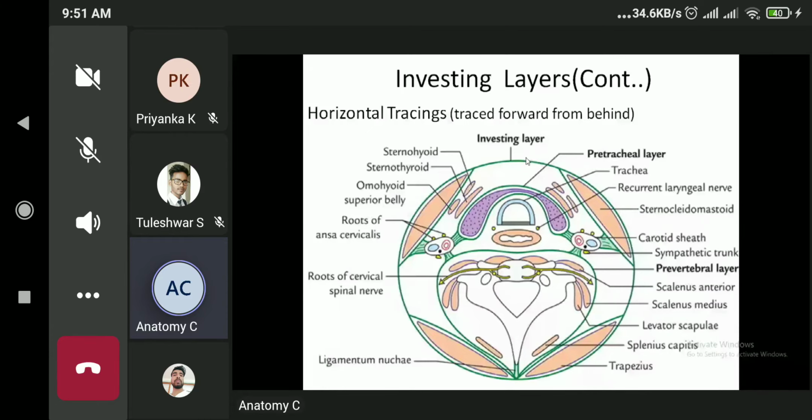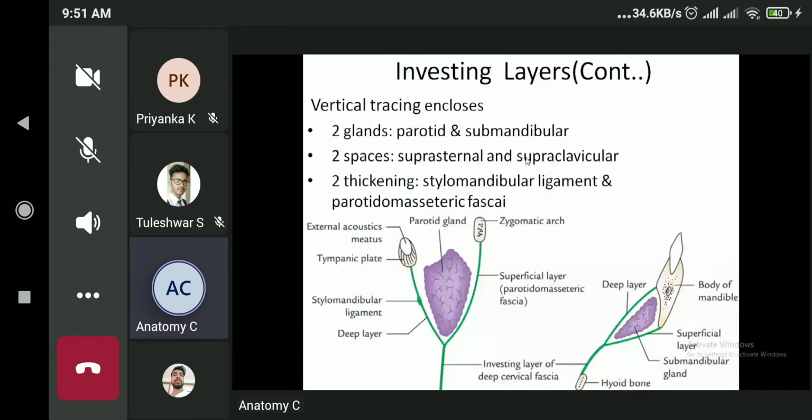Then let's go for the vertical tracing. We are just done with the horizontal tracing of the investing layer. Now to talk about the vertical tracing. Vertical tracing means tracing the investing layer right from the superior attachment to the inferior attachment, or vice versa, from the inferior attachment to the superior attachment. Now we are clear about the superior and inferior attachment of the investing layer.